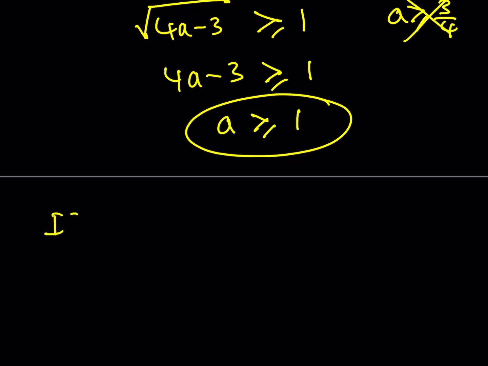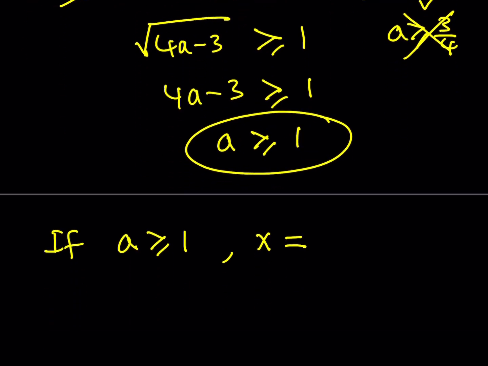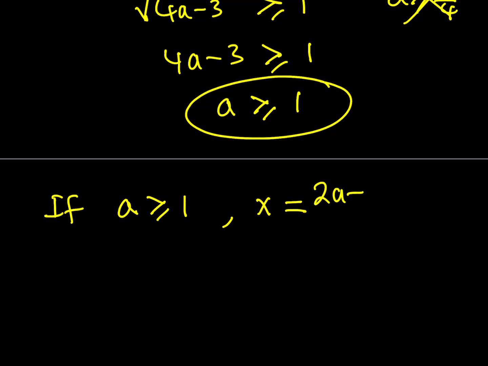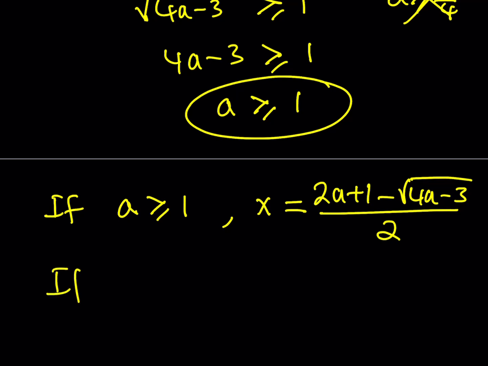If a is greater than or equal to 1, then we have that x is equal to, remember the x value that we found from the quadratic equation, x is equal to (2a plus 1 minus the square root of 4a minus 3) all over 2a. So this is going to be my x value if a is greater than or equal to 1. What happens otherwise? Which means if a is less than 1, then unfortunately we have no solutions.